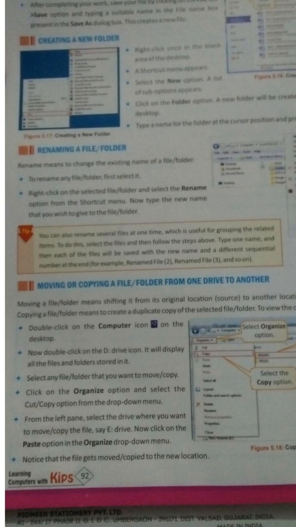Folders are used to store files, and if you want to make a new folder, right click on the desktop, which means you have to move your cursor or arrow onto the blank area of the desktop and right click there. After that, a new option will come to you. Select that, and after that you have to select the folder option. A new folder will come to you.